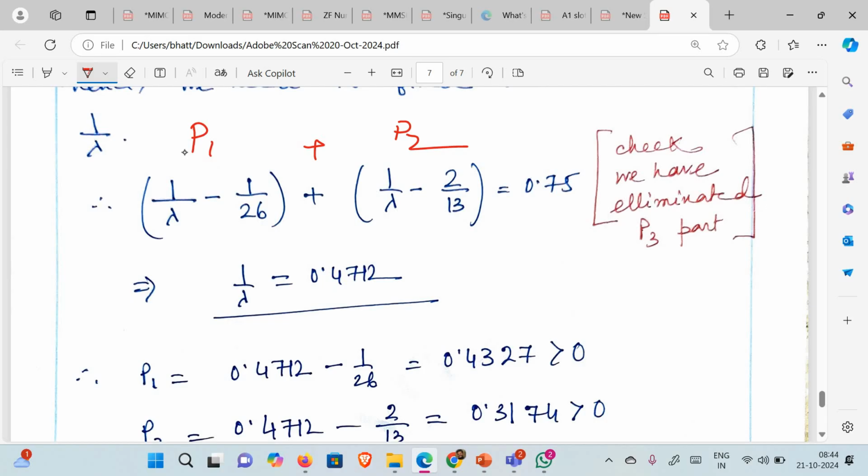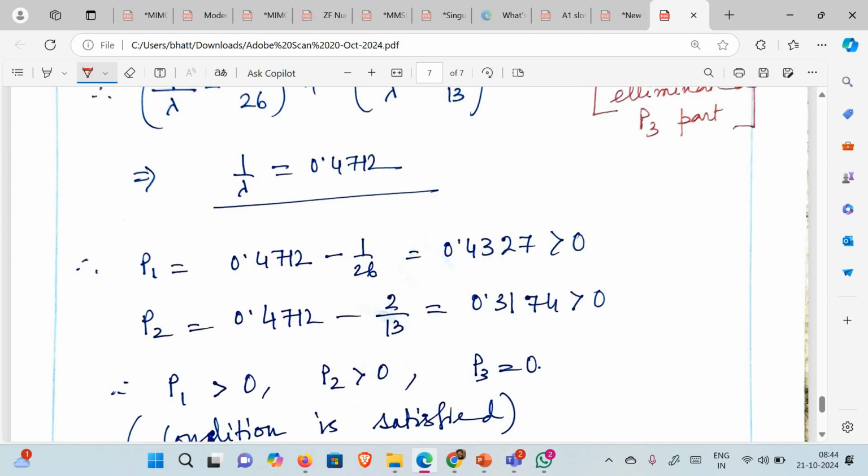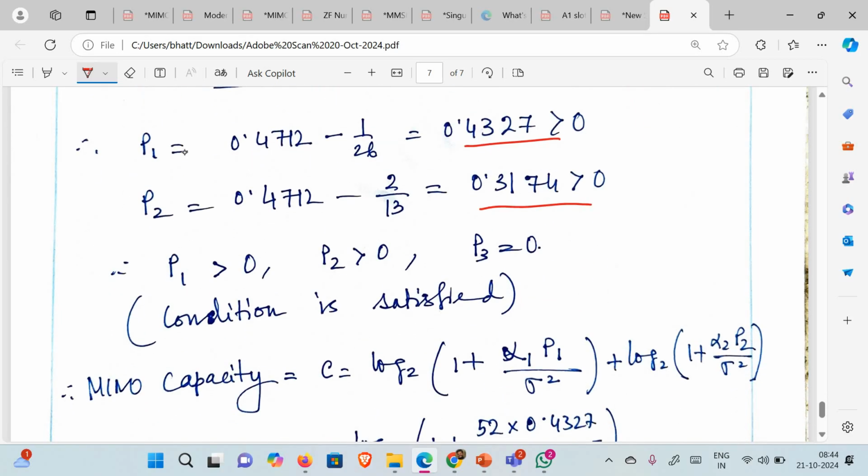Now we solve again and we get a value of 1 by delta, this. And we substitute to the equations of P1 and P2 and we get a value where both are greater than 0. So what can we conclude now? Now my condition is P1 is greater than 0, P2 is greater than 0 and P3, at least the minimum condition is met, that is equal to 0. So these conditions are satisfied.